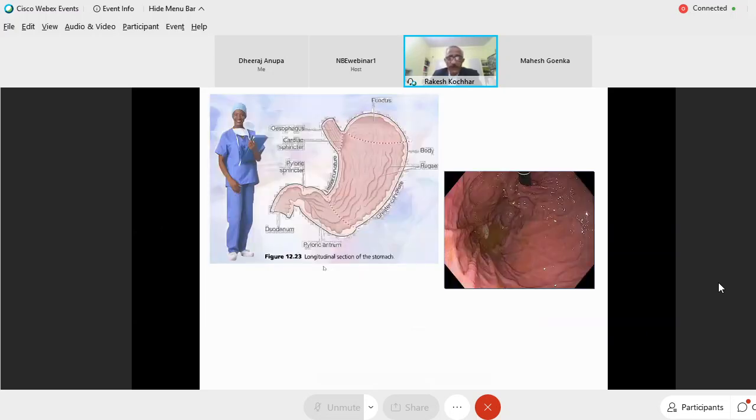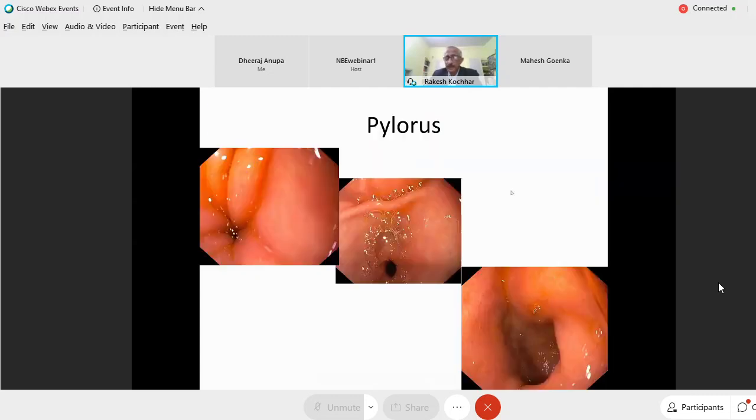Now coming to the stomach, you know, fundus, body, antrum and pylorus. You have to describe lesions in the context of this anatomical distribution, whether they are along the lesser curvature or along the greater curvature. These are the normal gastric folds. This is on retroversion. So stomach examination is incomplete unless you retrovert the scope and see the fundus.